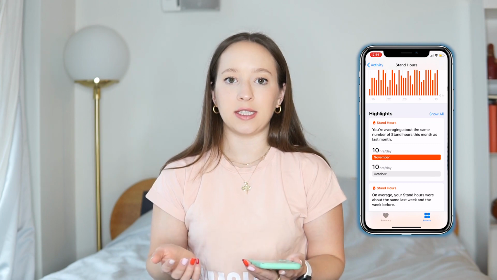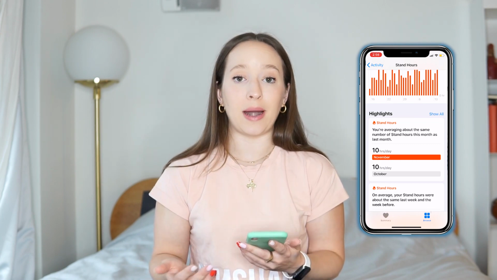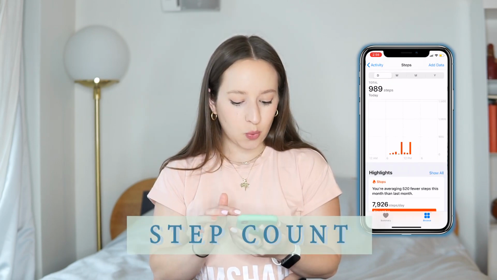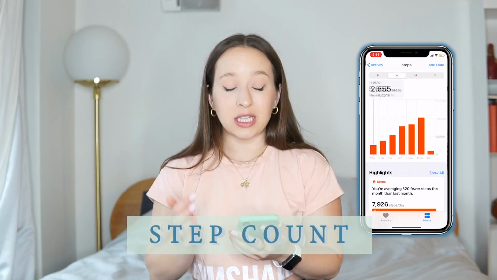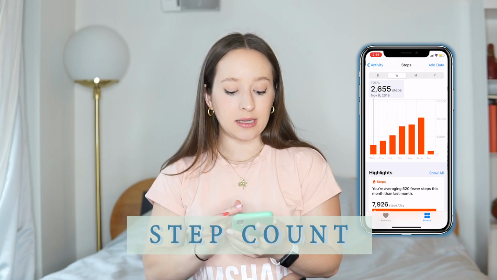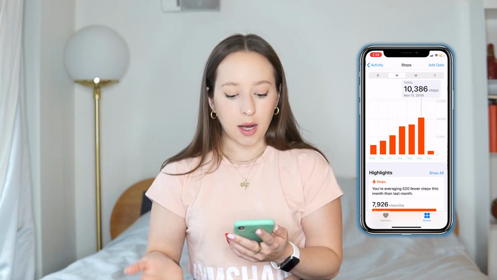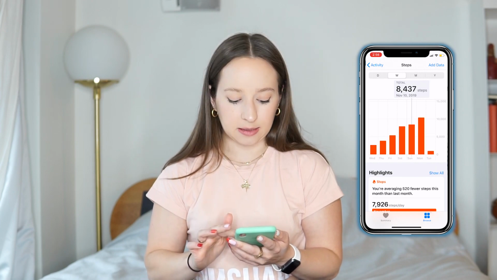I stand for 10 hours a day, so I'm making sure I get up and move around a lot, which is great. Okay, that's a pretty simple one. Let's move into steps. So let's look at week, maybe. It looks like I was really sick earlier this week, so I did not move a lot, but you can see as I got better, it got progressively higher, up to 10,000.